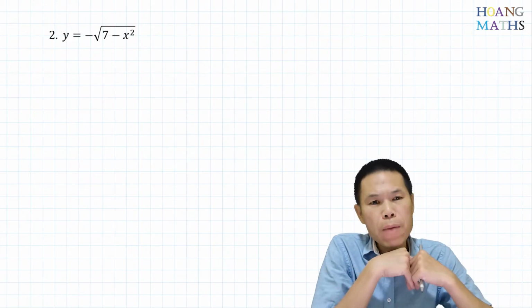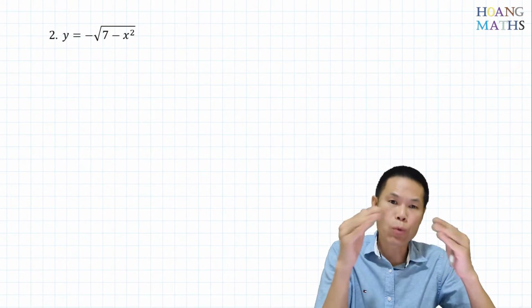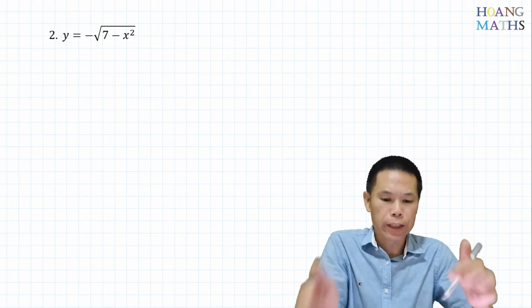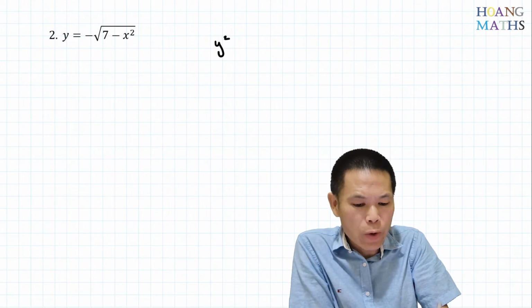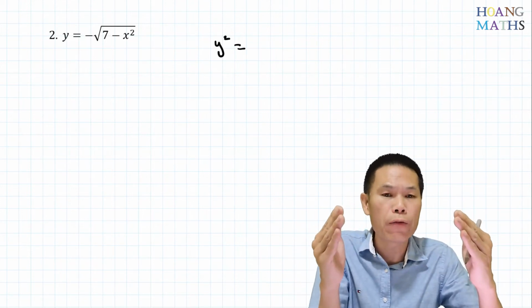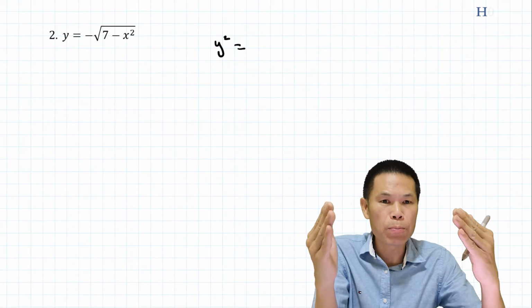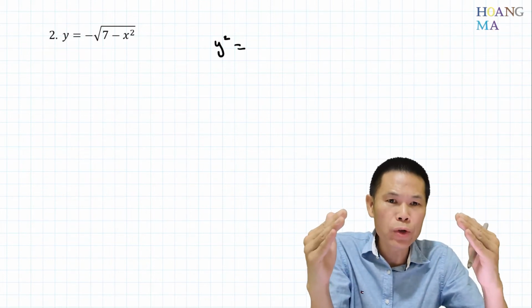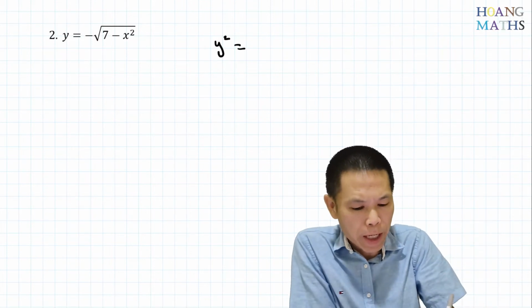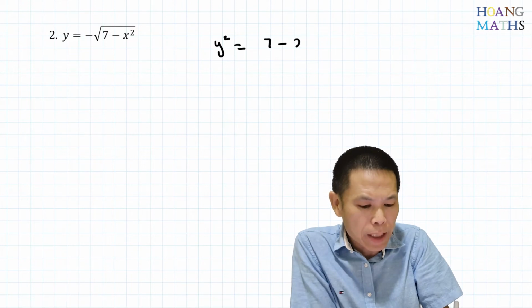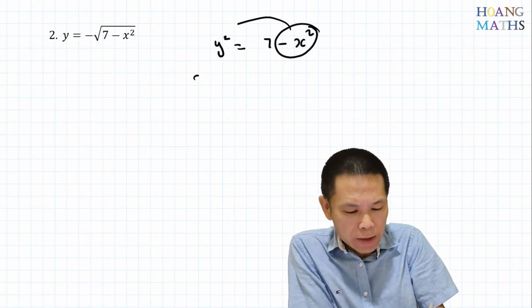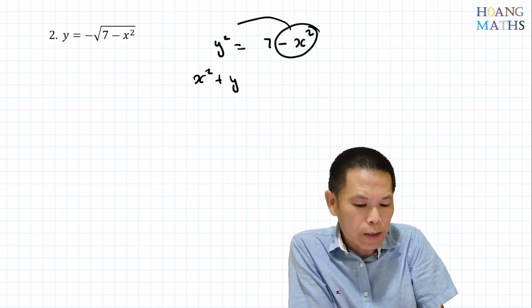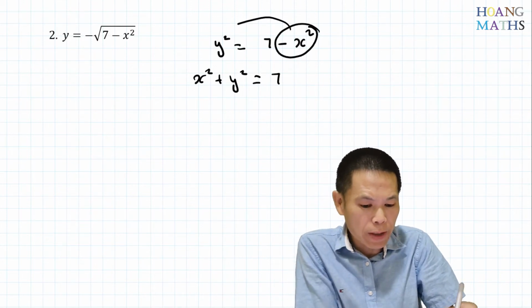Now, if you cannot remember this is a semicircle, what you do is square both sides. If I square both sides, that will give me y squared is equal to the square root of a negative number, which gives you a positive. And then when we square a square root, it cancels out. So that becomes 7 minus x squared. Then if I move this over to this side, x squared plus y squared equals 7.